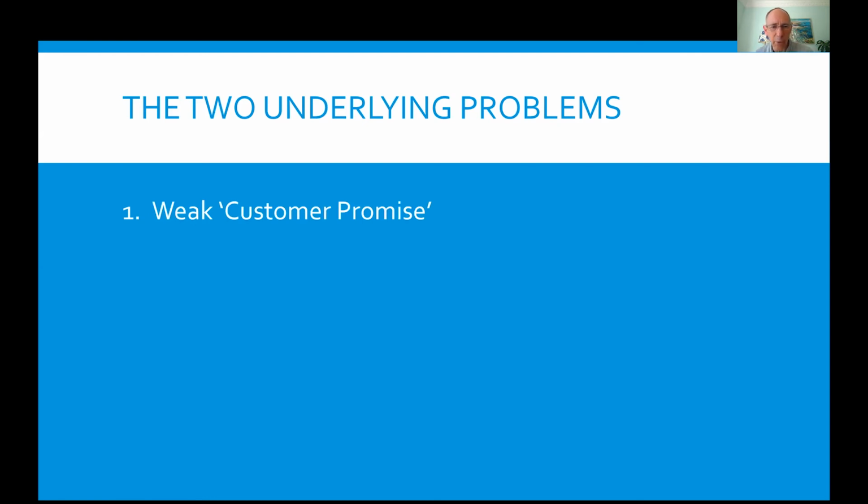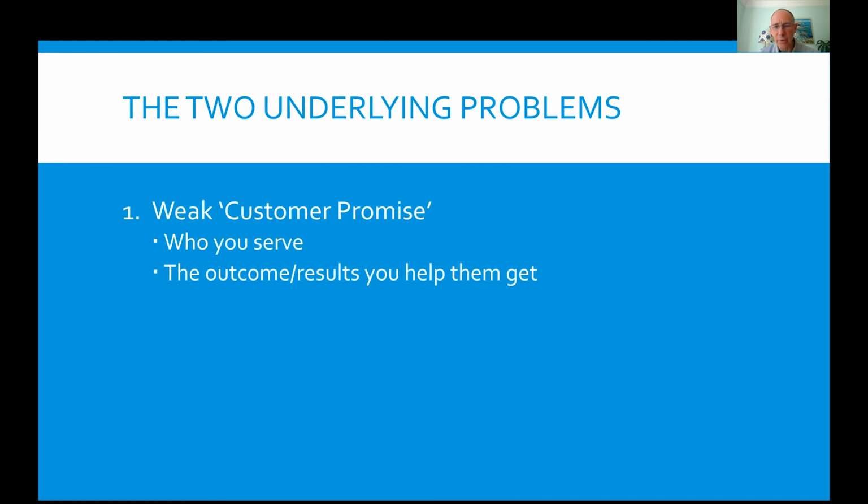The first one is what I call a weak customer promise. Now, a customer promise is basically a distilled version of your value proposition. And it talks about 3 things really. It's who you serve, it's the outcome and the results that you help them get, and it's your unique approach. So that basically defines your customer promise. And if you're not crystal clear in all of those 3 areas, it's very hard to get attention. Okay, very hard to get attention and engagement from your prospects.